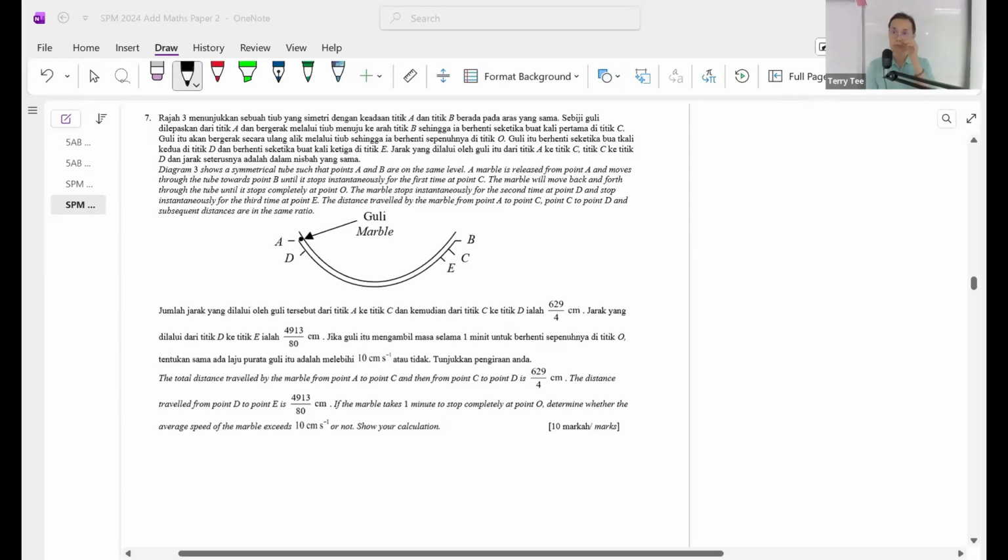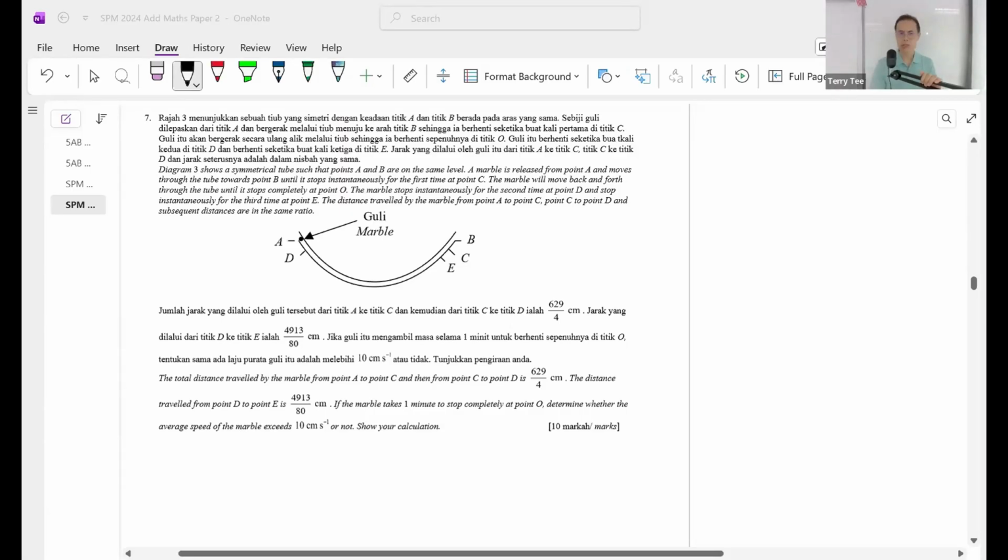So the next question, this is from Form 4, Chapter 5, Progression. Okay, diagram shows a symmetrical tube such that point A and B are on the same level. A marble is released from point A, moves through the tube through point B until it stops instantaneously for the first time at C. The marble would go back and forth until it stops completely. The marble stops instantaneously for the second time at D, and then instantaneously the third time at E, and the distances traveled subsequently always have the same ratio.